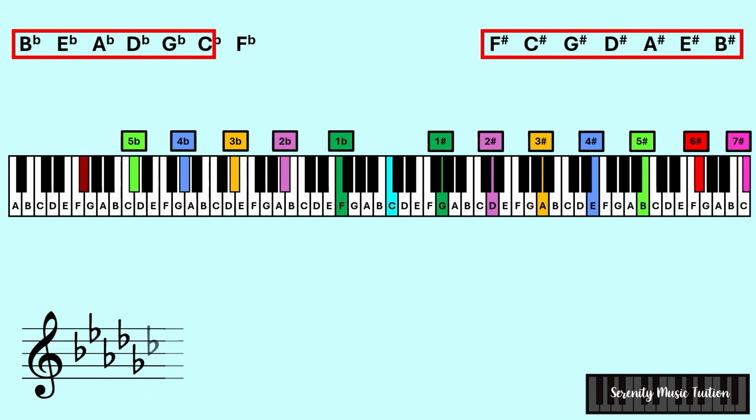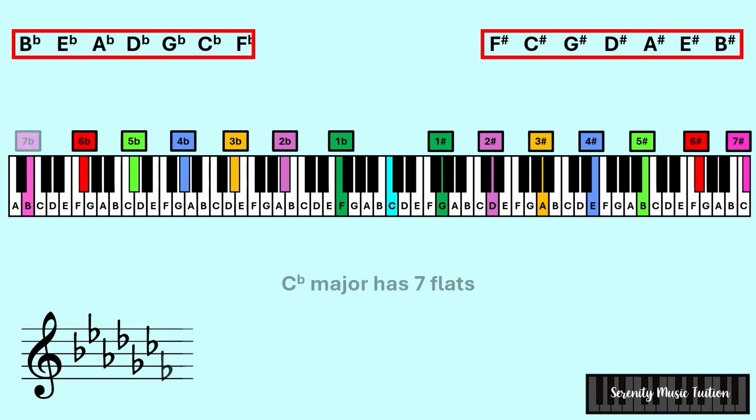We move left again by the interval of a perfect fifth to reach G flat major, which has 6 flats, the 5 previous flats, as well as adding C flat. We move left again by the interval of a perfect fifth and we reach C flat major, which has all 7 flats. Here's how it looks on the piano.